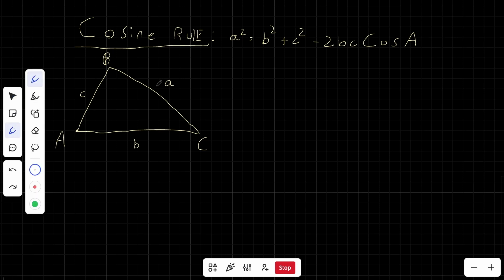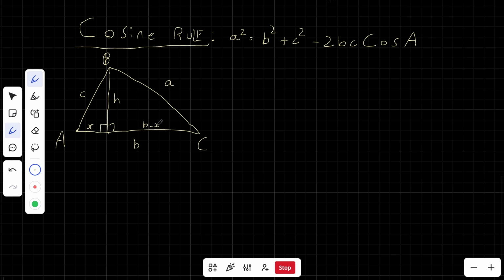So what I'm going to do first is draw a line coming straight down from this corner, thus making two right-angled triangles. This one and this one. Now, we're going to call the length of this length here h. And we're going to call the length of this x. And so the length of this length here must be b minus x.